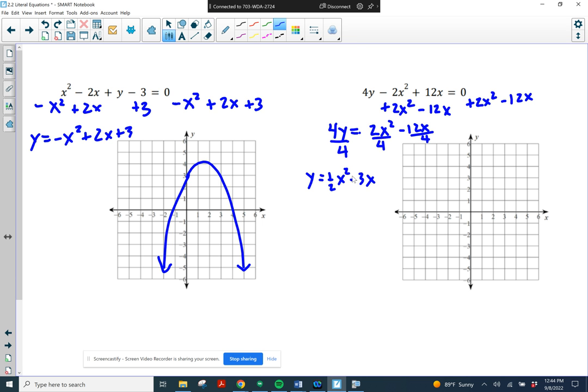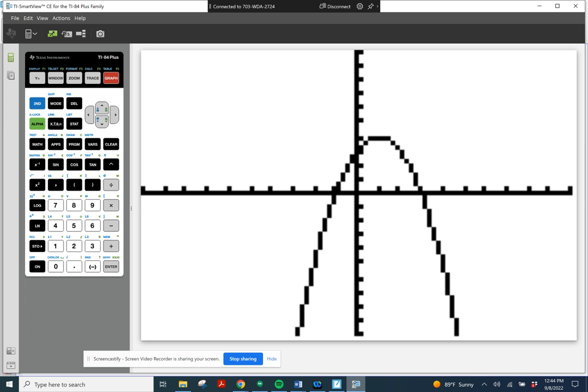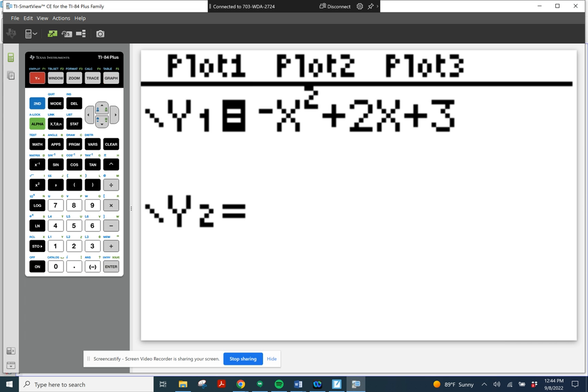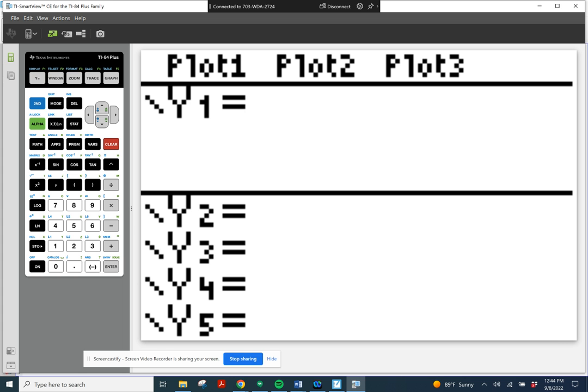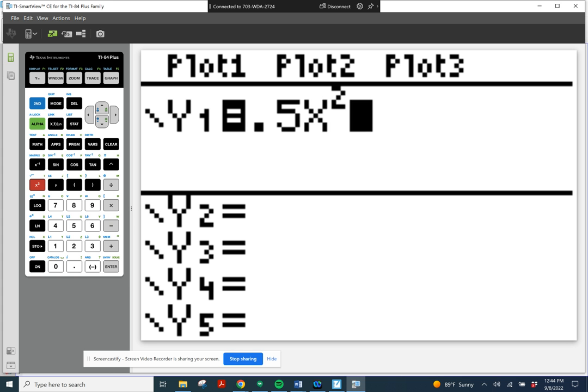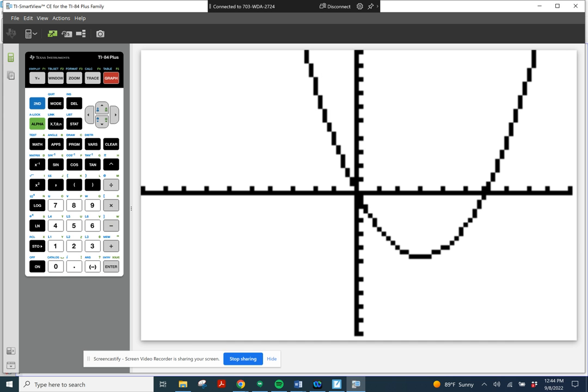So I'm going to real quickly go over and graph that. I'm going to push my y equals and clear out what was there. 1/2 is the same as a 0.5. So just to make it easier, I'm just going to enter the 0.5. There's my x. There's my square. And then I'm going to do a minus 3x. And I'm going to sketch that graph by just pushing the graph button on the calculator.